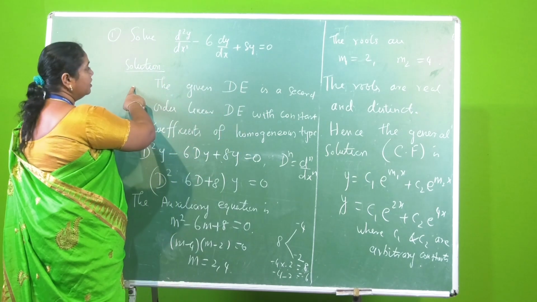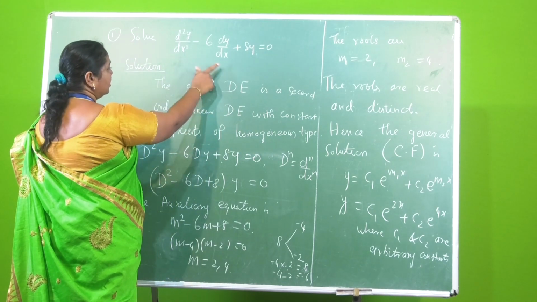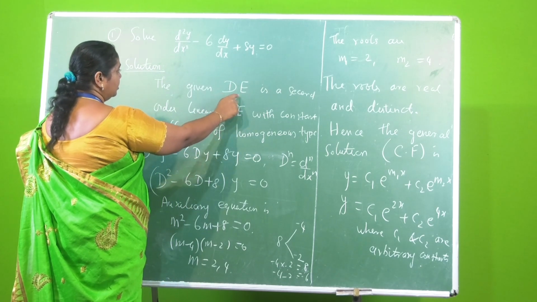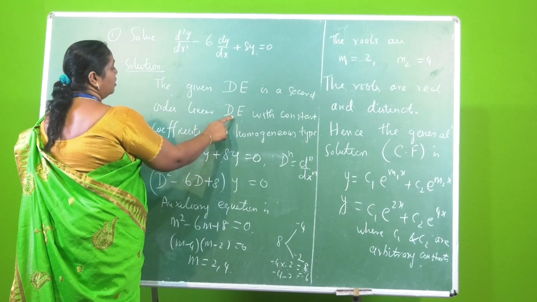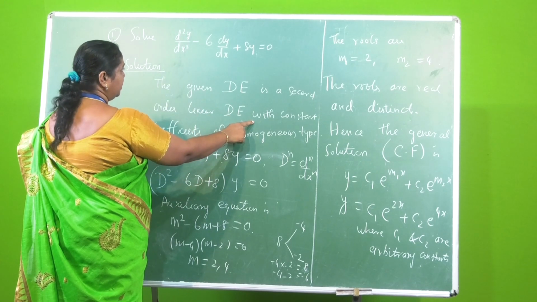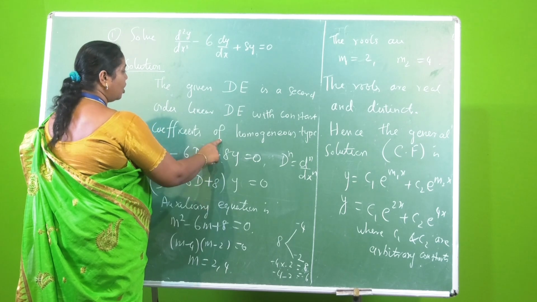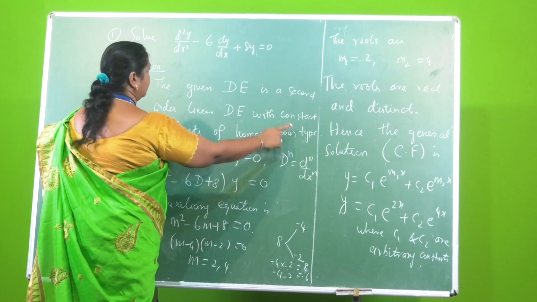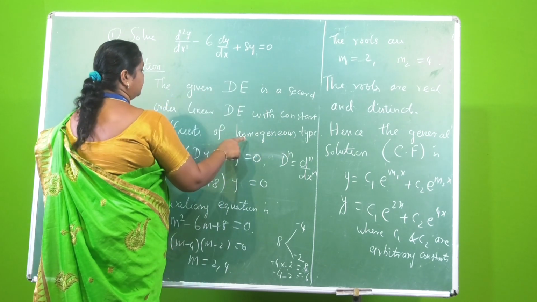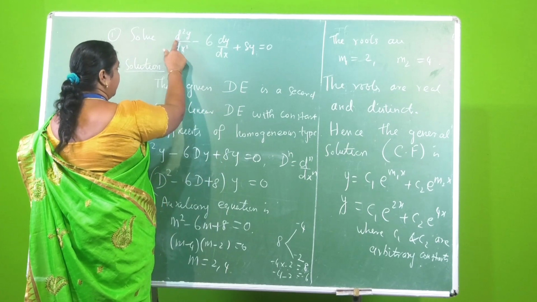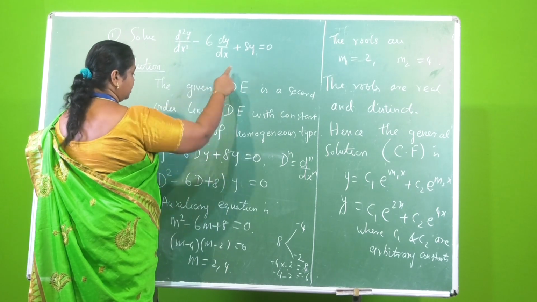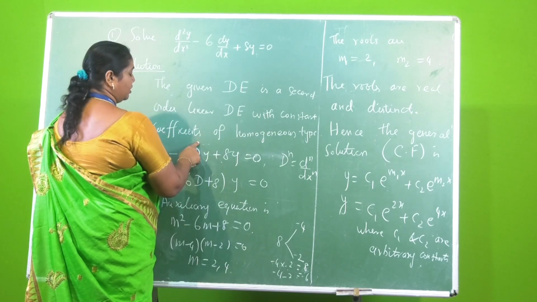So solution: the given differential equation, that is the DE, is a second order, because the order is 2, linear differential equation with constant coefficients of homogeneous type. Here it is equal to 0, that's why this is homogeneous type. Here the coefficient is 1, here minus 6, 8, they are constants. So it is known as constant coefficients.